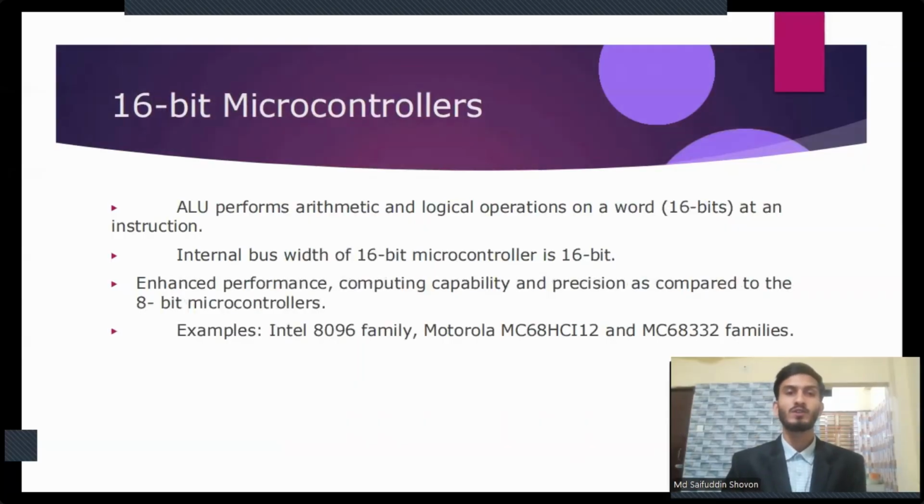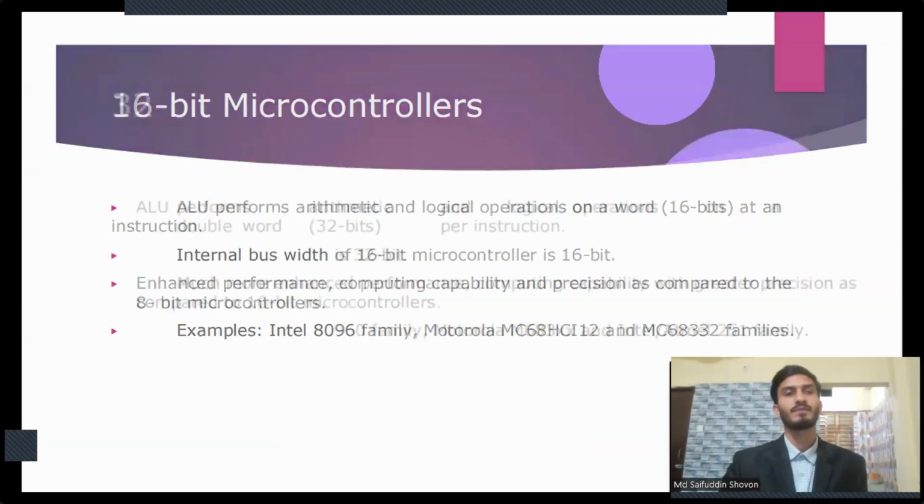16-bit microcontrollers perform arithmetic and logical operations on a word or 16-bit at an instruction. Its internal bus width is 16-bit. It has enhanced performance, computing capability, and precision as compared to the 8-bit microcontrollers.